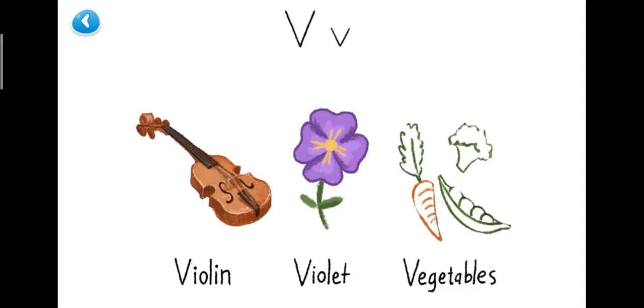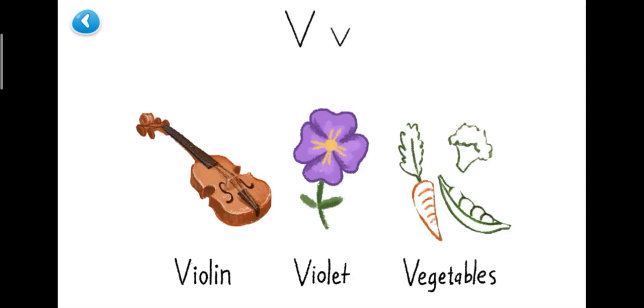To make an uppercase V, you start at the top and make a slanted line down. Then you go the other way. To make a lowercase v, make a slanted line down. Then go the other way, just like the uppercase V, but smaller. Some words that start with V are violin, violet, and vegetables.